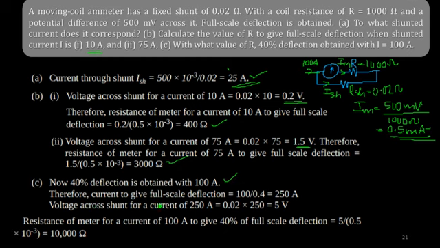Now the current required to give full scale deflection. So for a meter, 40% deflection is obtained and the reading is 100 amperes. Now what will be the full scale deflection? Since this PMMC has a linear scale, you can directly divide by the percentage deflection. So you'll have 100 divided by 0.4, which will give you 250 ampere as the full scale deflection.